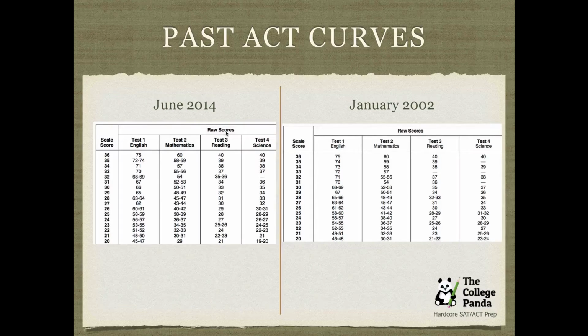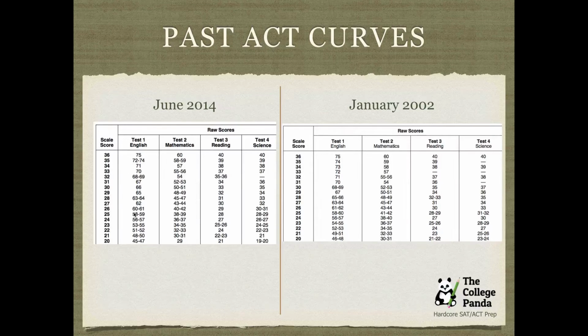Well, here we see the raw scores along the columns, and on the left we have the scale score. And if we get all 75 questions correct, that gets us a perfect 36. But if we miss one, we drop down to a 74, and that translates to a 35. Drop another one, we have a 73, but we're still in this range, so that still gets us a 35. Same thing with a 72. When we get down to a 71, then we get a 34.